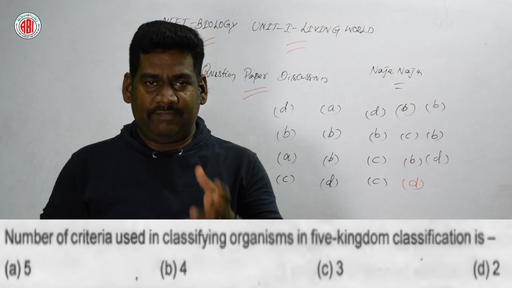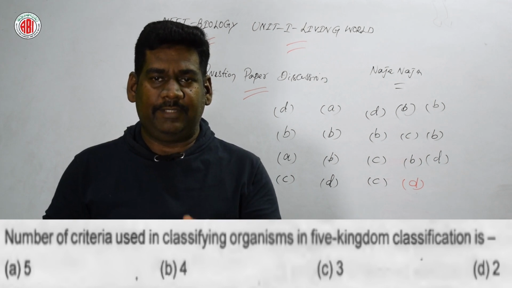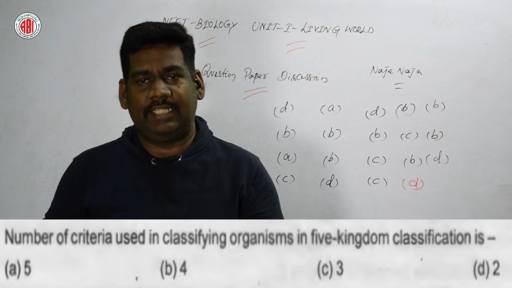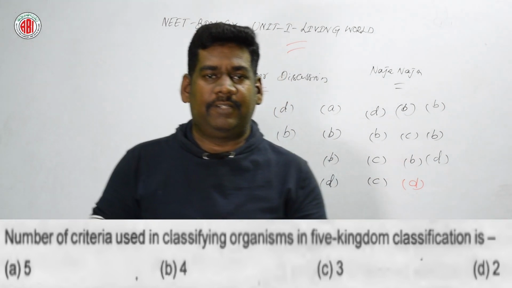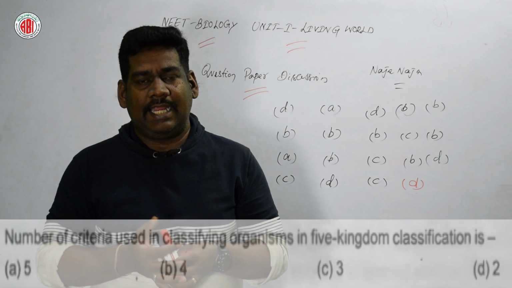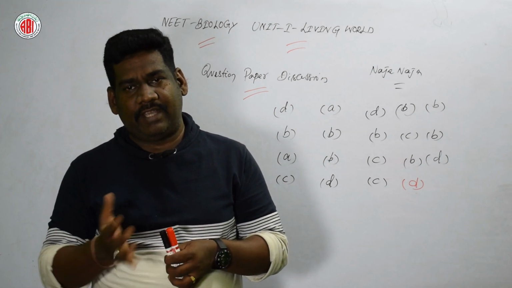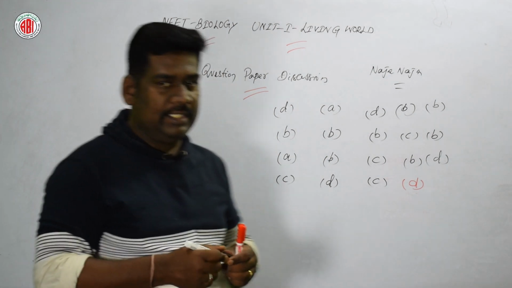Number of criteria which are used in classifying organisms in the 5 kingdom classification. The number of criteria is very simple. The answer is 5. So 5 criteria are used for classifying the organisms in the 5 kingdom classification. Option A is the right answer.